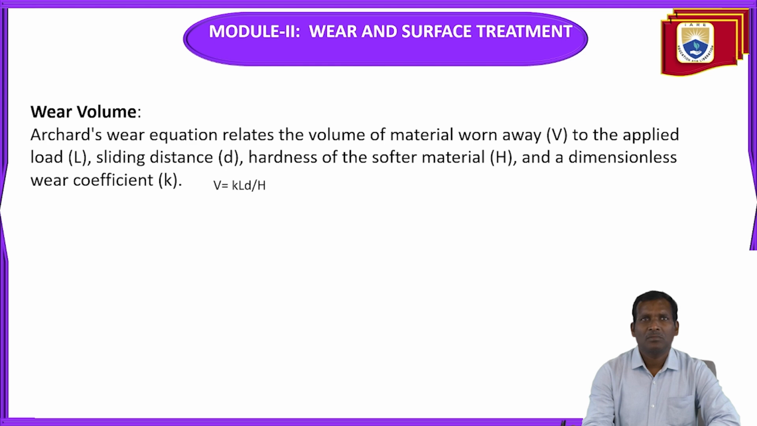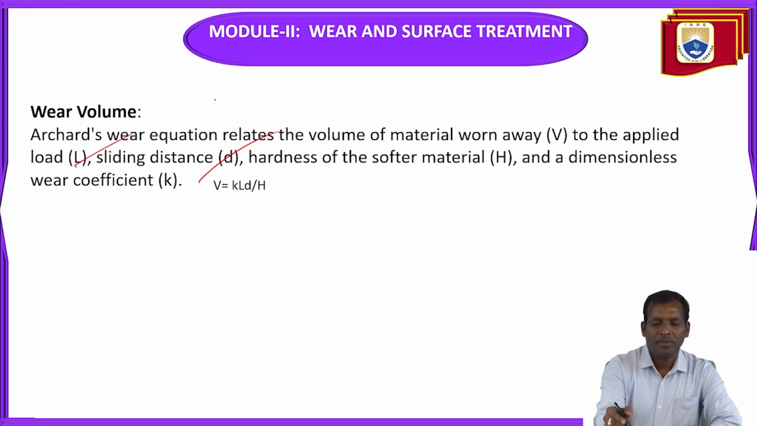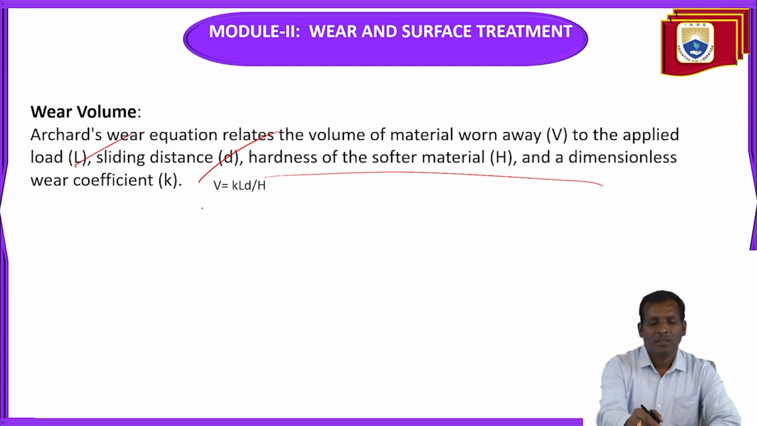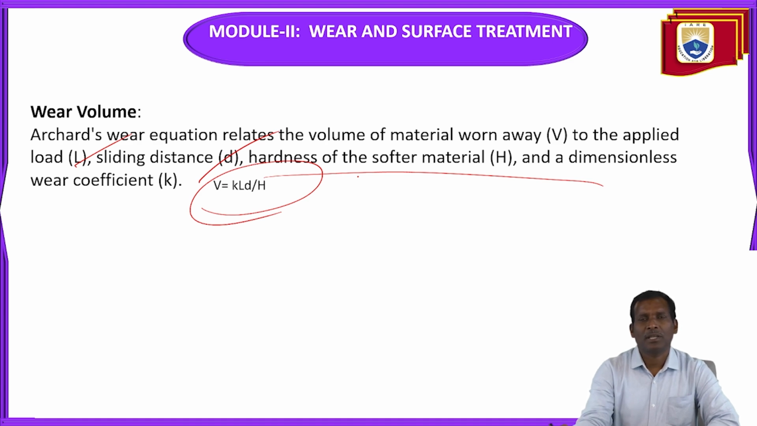The wear volume. Archard's wear equation relates the volume of material worn away to the applied load, the sliding distance D, the hardness of the softer material H, and a dimensionless wear coefficient. You can write V = K L D / H. Here V is the volume of material worn away, L is the applied load, D is the sliding distance, and H is the hardness of the material.